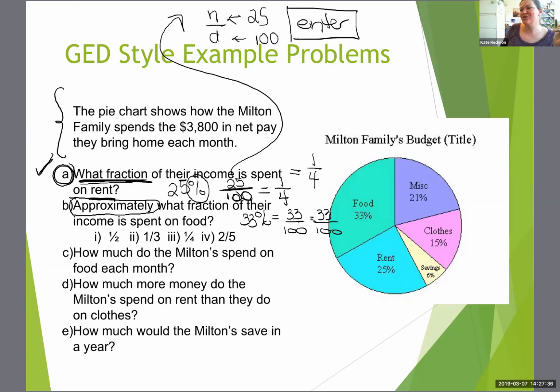This is when you need those visual approximation skills, guys. I said approximately what fraction of their income is spent on food. Let's go ahead and take a look at this picture here. 1/3. Yes, ma'am. It's 1/3. It's not exactly 1/3, but it's close enough for government work. Number 2 is the right answer.